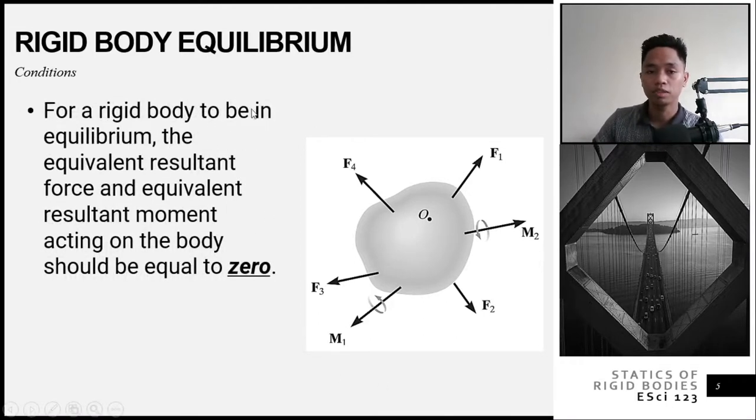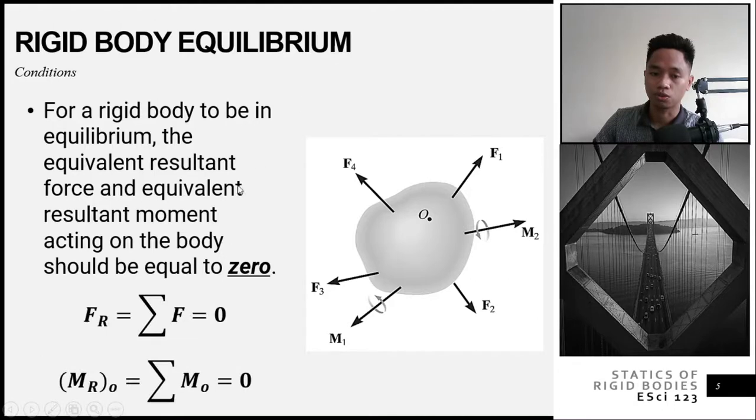Second is, for a rigid body to be in equilibrium, the equivalent resultant force and equivalent resultant moment acting on the body should be equal to 0. So we all know that to be in equilibrium, all the resultant forces and moments should be equal to 0. So your resultant forces or the summation of your forces should be equal to 0, and then the resultant moment or the summation of moments about point O is equal to 0. So if we are going to break this into its components, that would be summation of forces x is equal to 0, then summation of forces y is equal to 0.